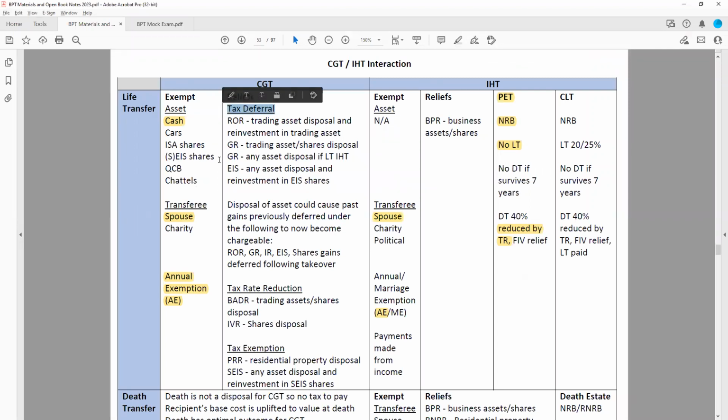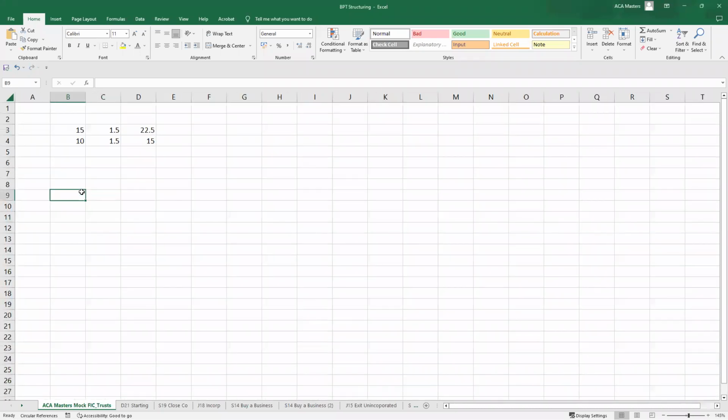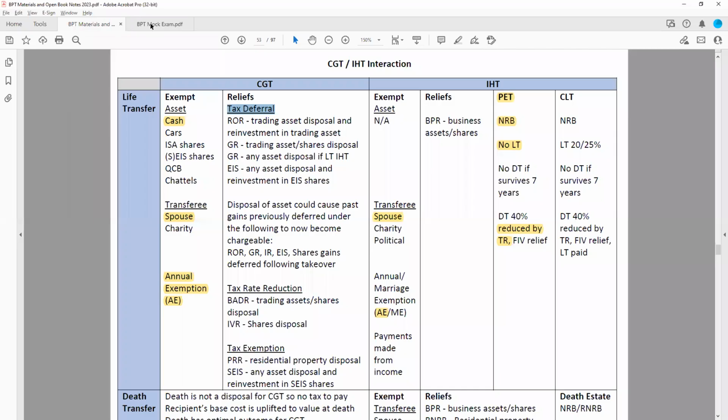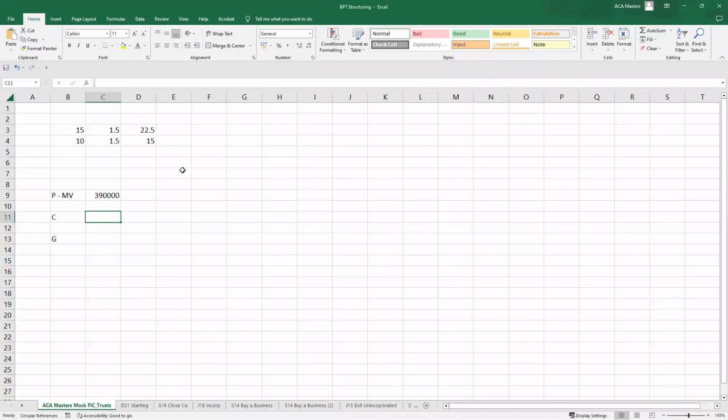So, as I covered in the CGT class, always think whenever you do a gain, proceeds minus cost equals gain. And we can do this first of all. Let's calculate the gain. We know that the proceeds will be at market value, as it's to a connected party, minus the cost equals the gain. So we've got the proceeds 390,000. The cost, I think it was 292. So we've got 292 for the cost.